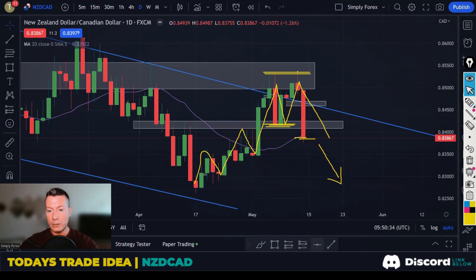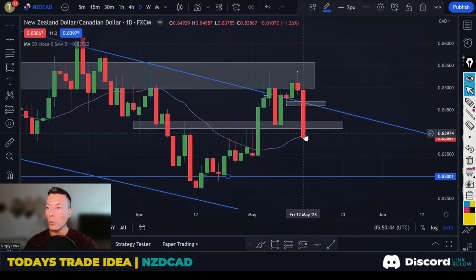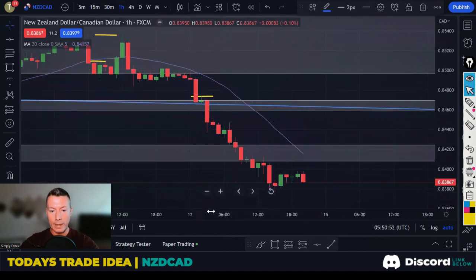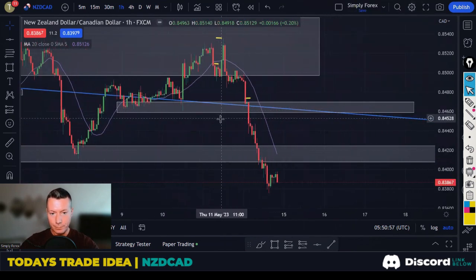Like I say, a higher time frame target could be all the way, let's make it a psychological level, this 8,300 level down here. All right, so structurally, we're in a downtrend. The weekly chart supports our idea. Lots to like about this pair, guys. If we drop down to the H1 now, this is where it gets a little bit tricky, finding an entry.